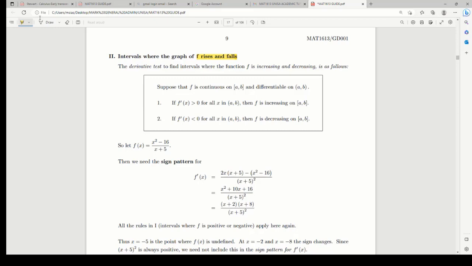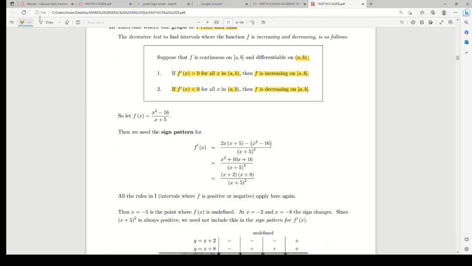So the derivative test to find intervals where the function f is increasing and decreasing is as follows. Suppose f is continuous on the closed interval [a, b] and differentiable on the open interval (a, b). If the first derivative is positive for all x in the open interval, it means that f is increasing. On the other hand, if the first derivative is negative for all x in the open interval (a, b), it means that f is decreasing on the closed interval, right?